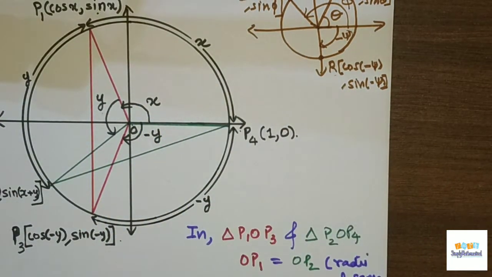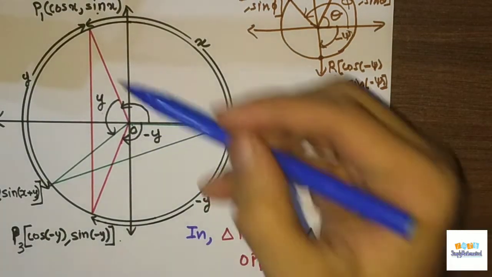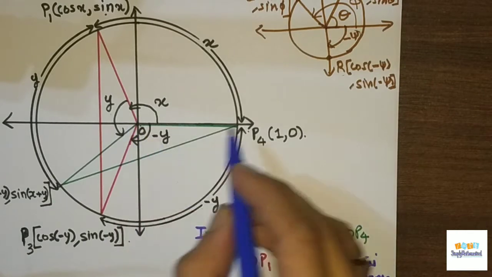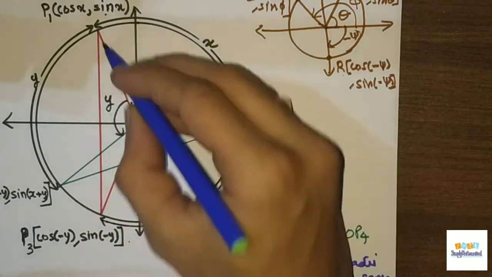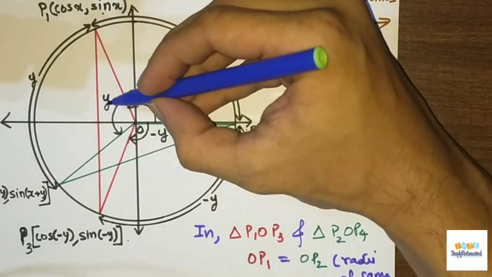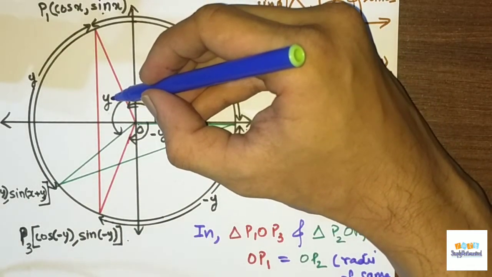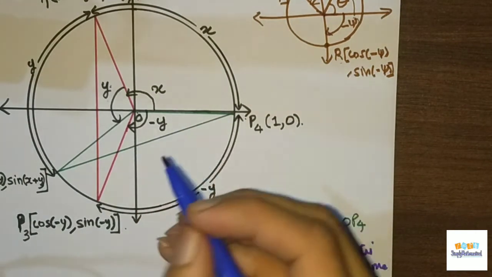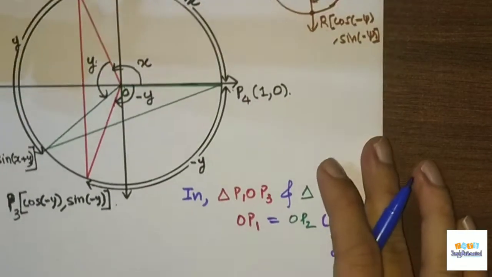Now what we have to look at here is that this angle P1 O P3 should be equal to P2 O P4, right? This angle should be equal to this angle. So how to prove that? You will use this y and this minus y. Let us try to use that. So yeah, let us see.